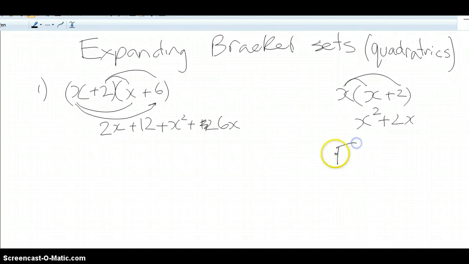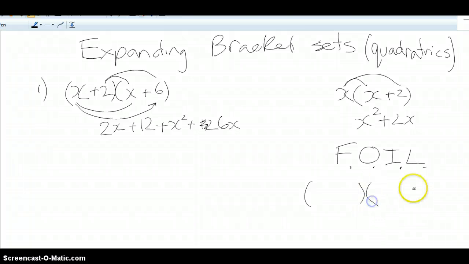the FOIL acronym. Some of your teachers may have taught you this last year. What does FOIL stand for? Daniel, speak up. Close. First, outside, inside, last. Okay. That's fine. Okay, what does first, outside, inside, last mean?